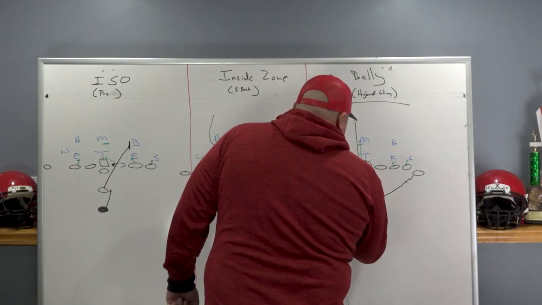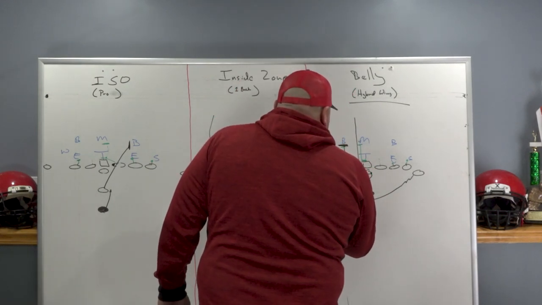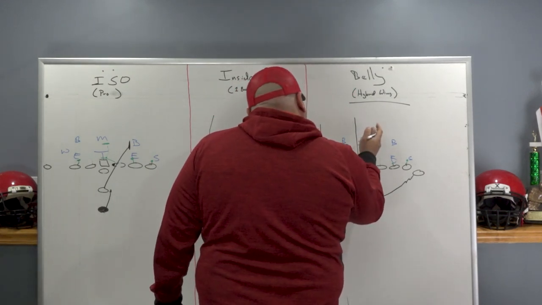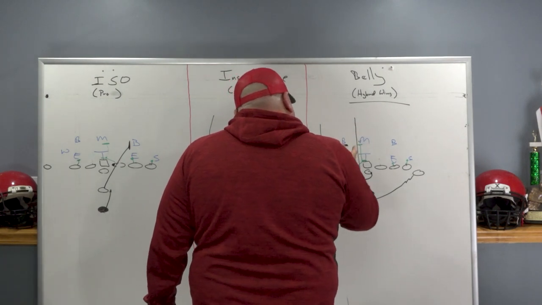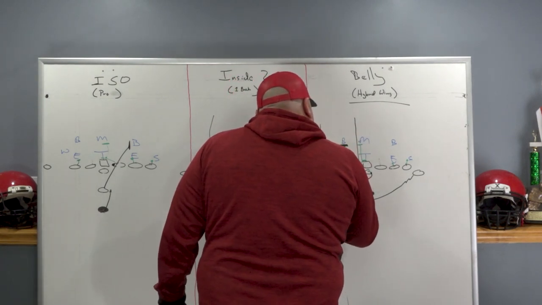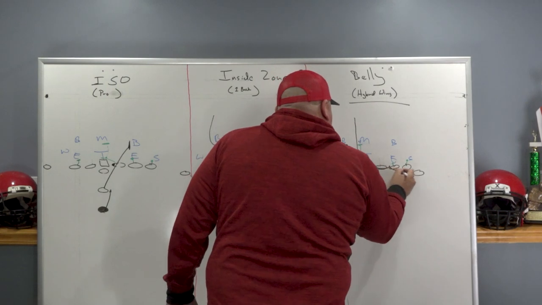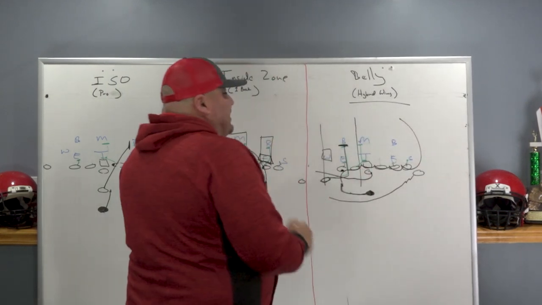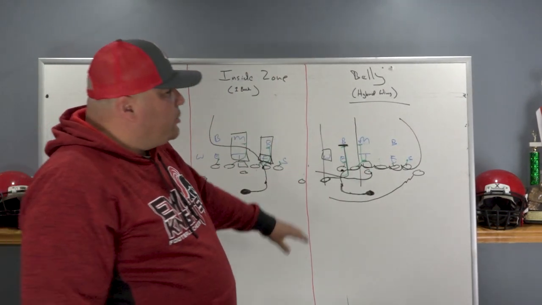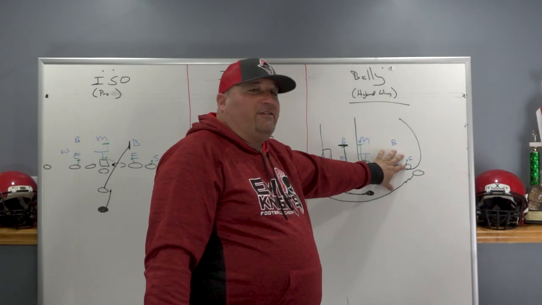The running back will roll step and read the tackle. If he gets a very fuzzy vision here, this play can hit anywhere from here to here to here to here to here, all the way back behind that tight end. It doesn't happen often, but you have that ability by the way we block the front.